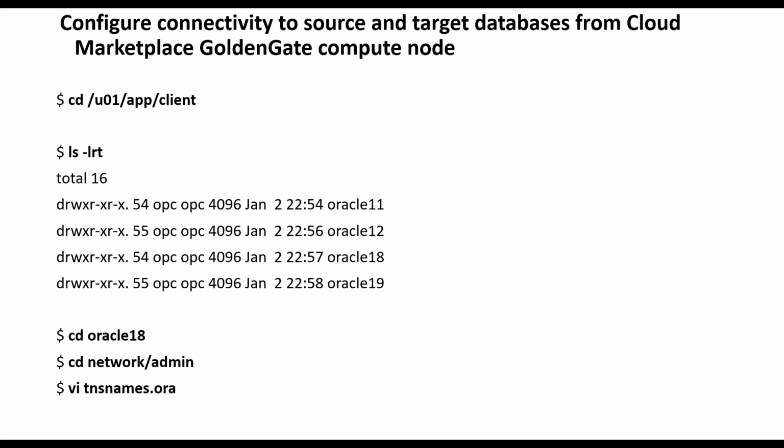So the Cloud Marketplace GoldenGate compute node also has different versions of the Oracle client available as well. So you can see Oracle 11, 12, 18, and 19. In this case, our source is Oracle 18. So I will just go into the 18 directory and edit the TNS names file. So this would have my connection to the source database, which is Oracle 18.